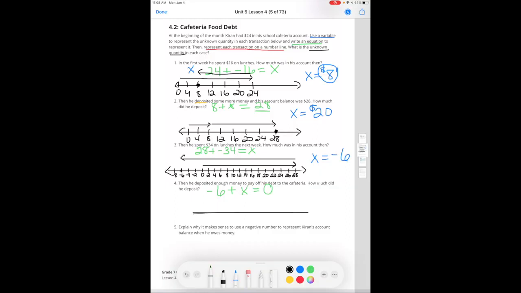So looking at your number line. Okay, so from 0 to negative 6 for a starting balance. And we know he has to pay off his balance, which puts him back at 0. So that means he had to pay $6.